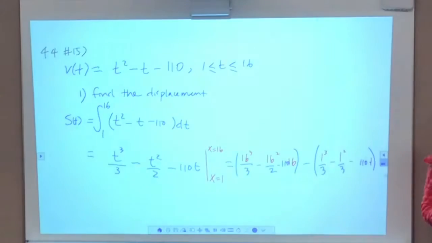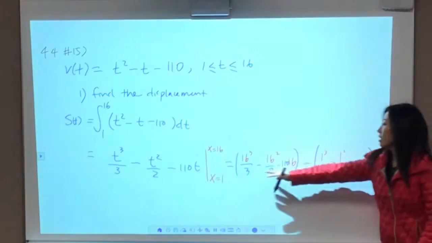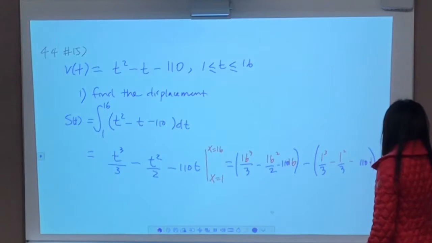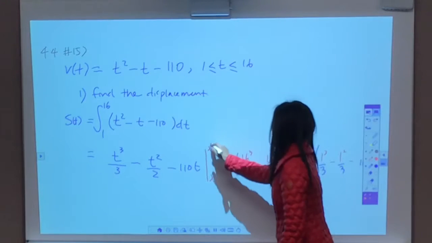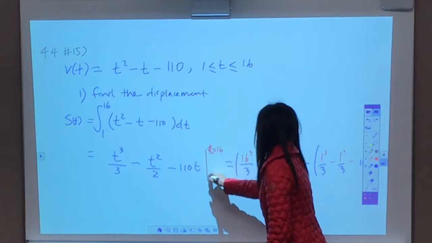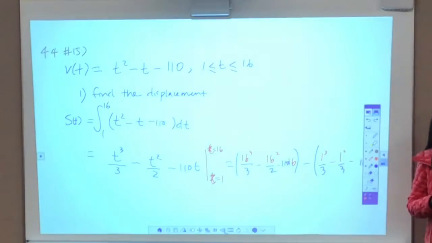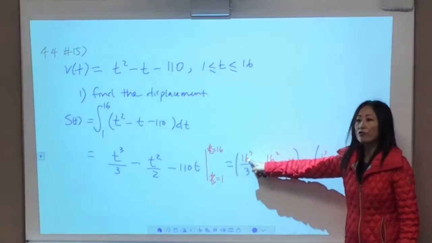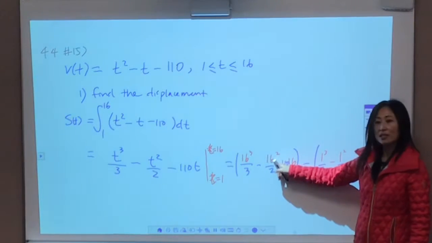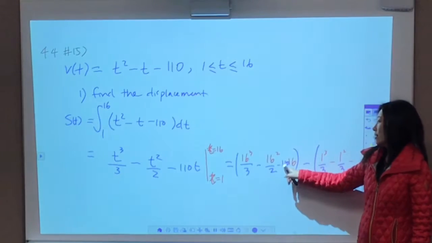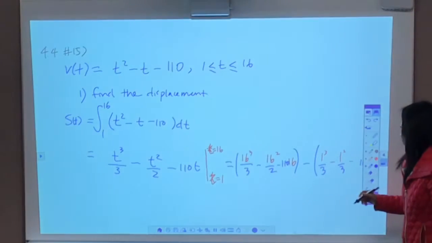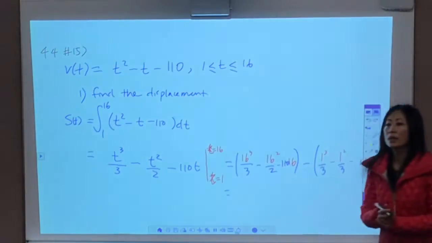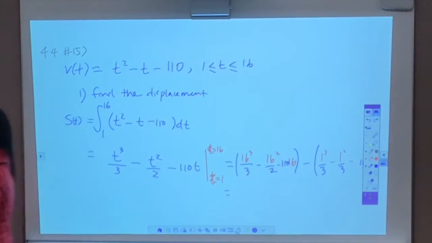All right, is everybody with me? So this is my upper limit. I plug in t equal to 16. I should say t, right? Not x. I said it wrong. So put that in your calculator and tell me. You just do this calculation: 16 to the third divided by 3, minus 16 squared divided by 2, minus 110 times 16. What does it give you? I don't have my calculator, so you tell me what that equals.